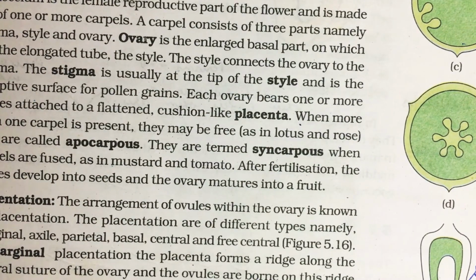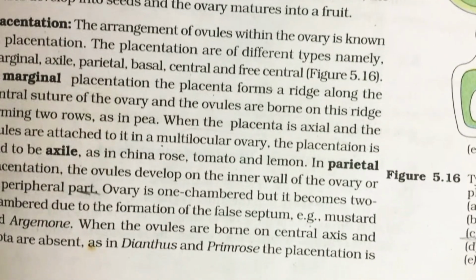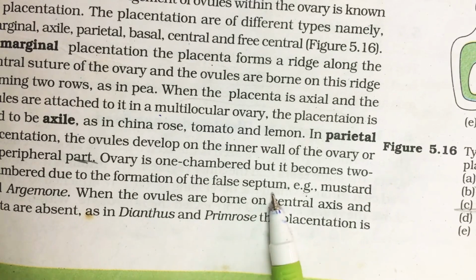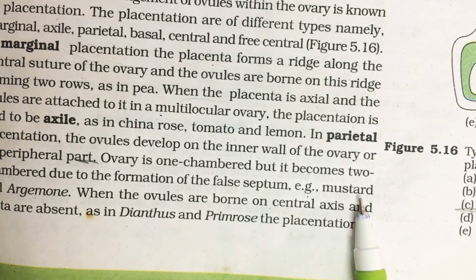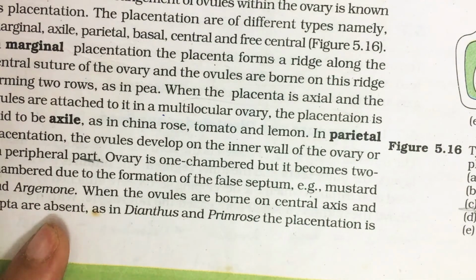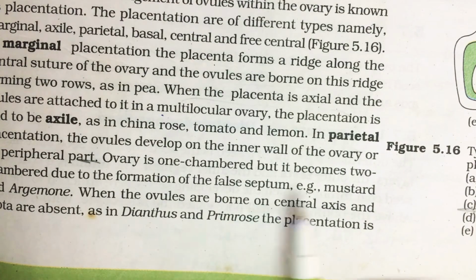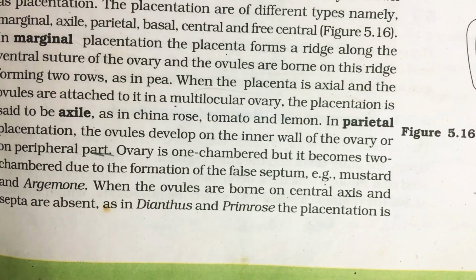Ovary is one chambered, but it becomes two chambered due to the formation of false septum. Septum means partition. Example, mustard or argemone. Sometimes a false septum appears in the ovary, that is known as false septum. Example is mustard and argemone.